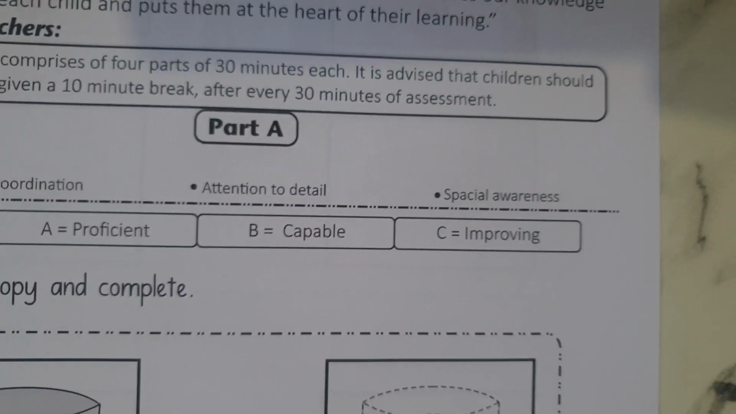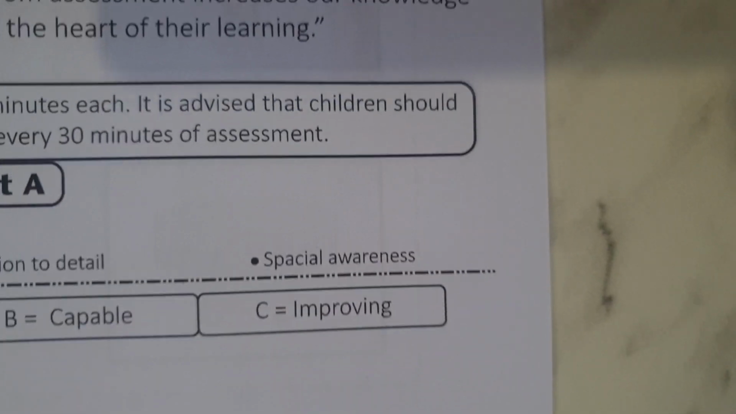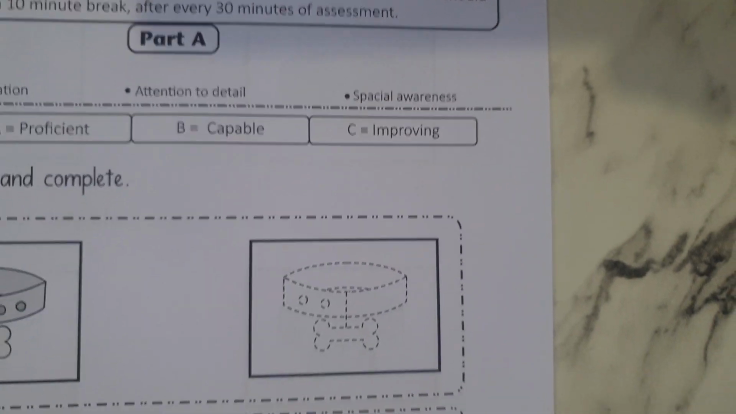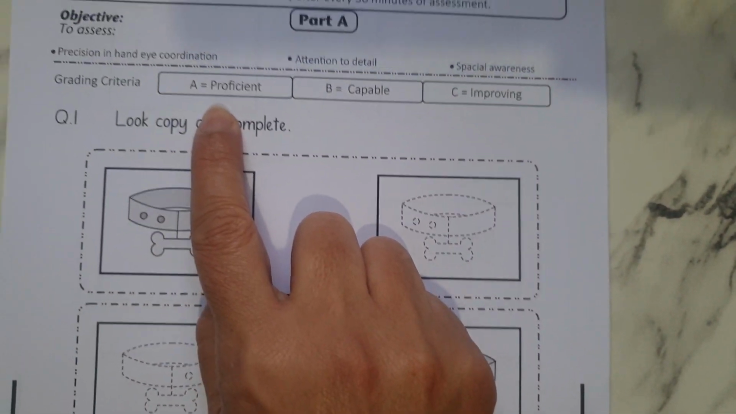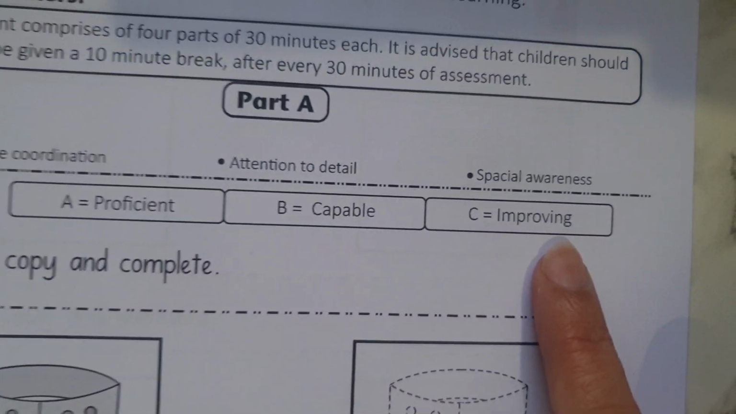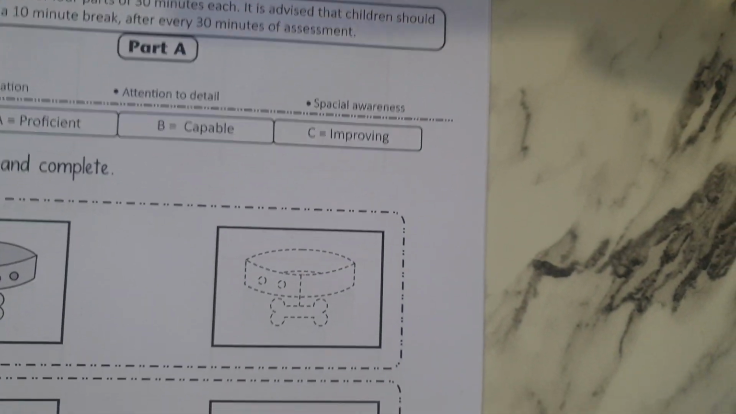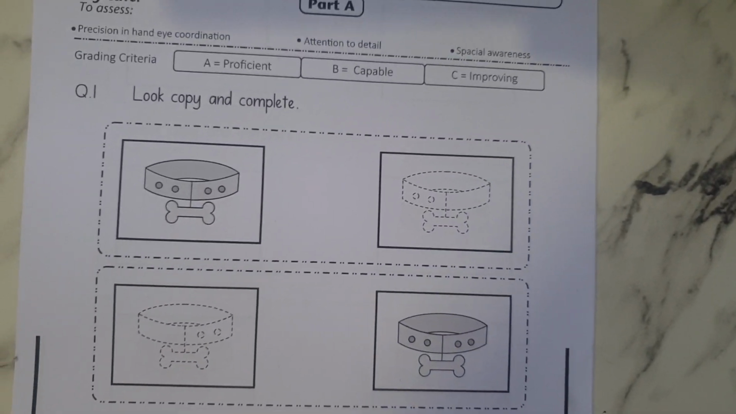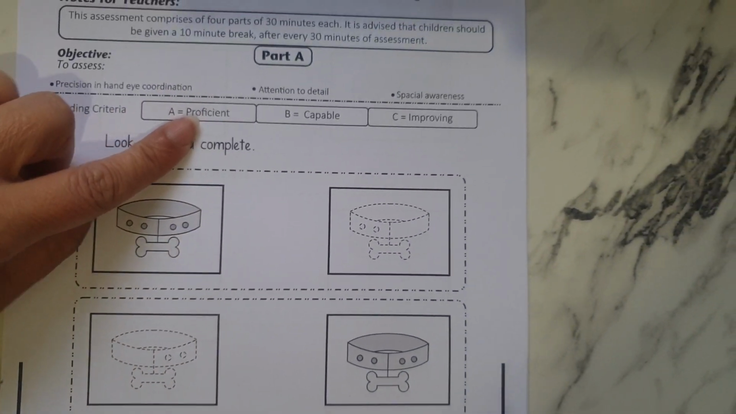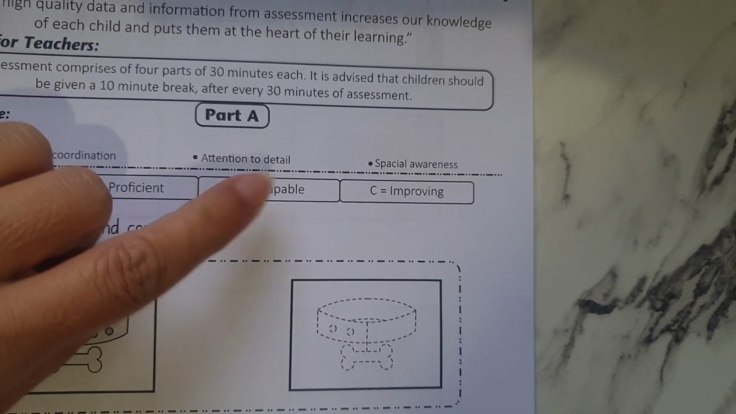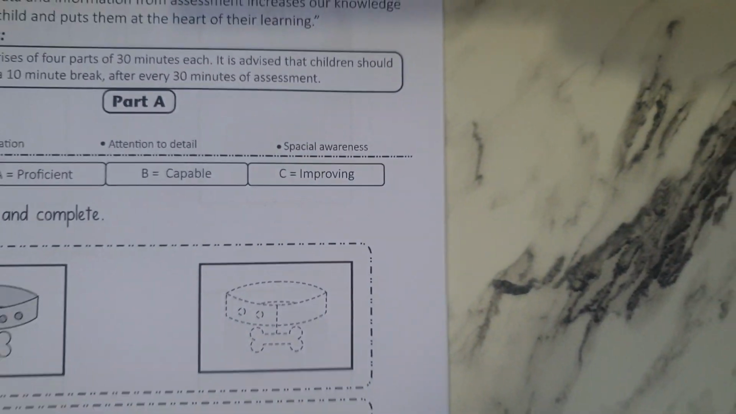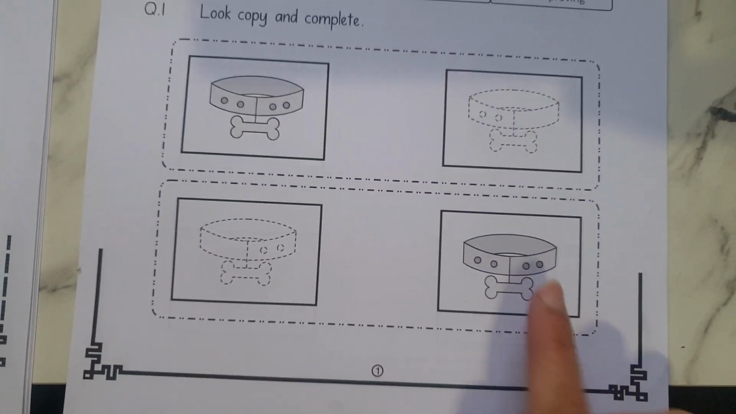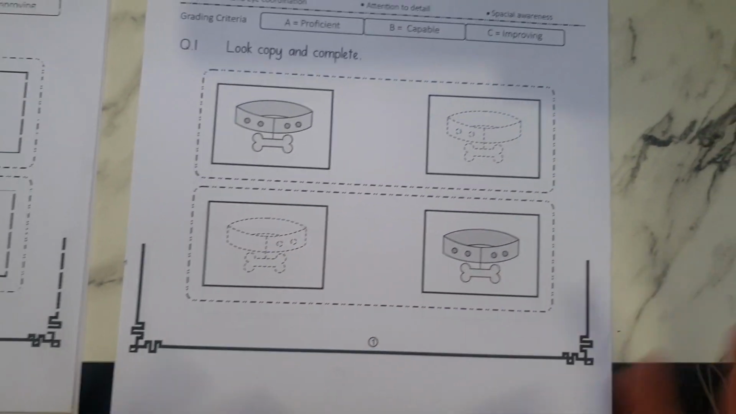What is their attention to detail? And spatial awareness, like this is a space. So how aware are they of that space? Again, the grading is A for proficient, B for capable, and C for improving. And I explained earlier that if there are 4 parts in a question, then 4 out of 4 is proficient, 2 and 3 is capable, and 1 is improving. So here you see that we have flipped the position. The picture is the same, but now we have flipped the position.